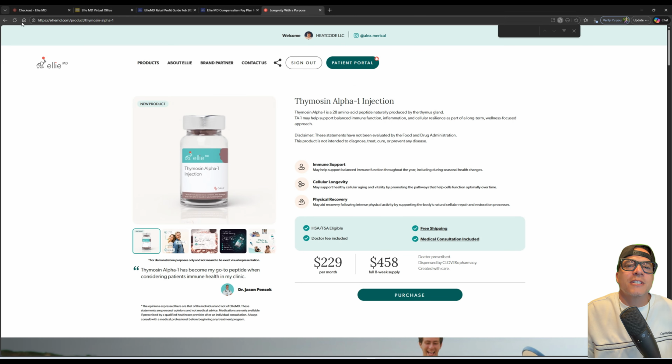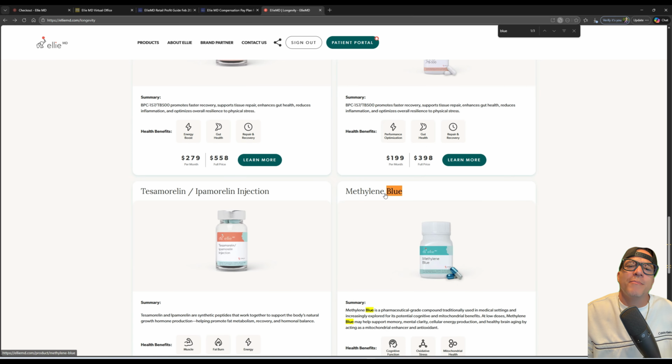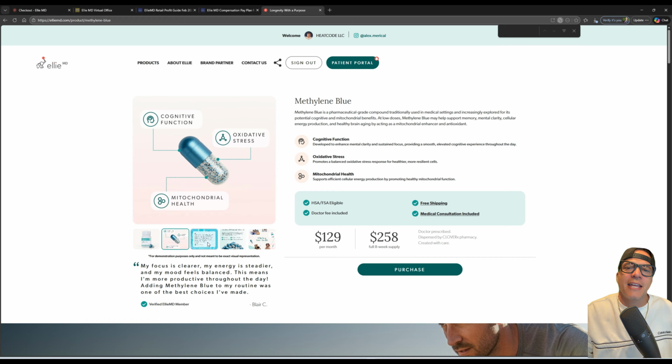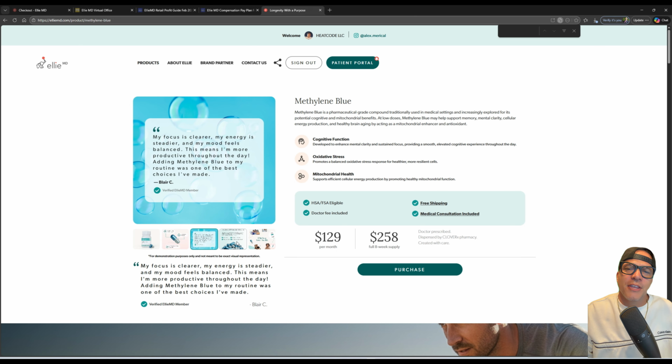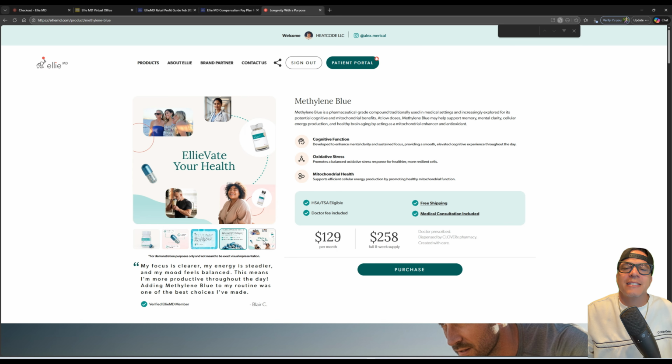Methylene blue supports cognitive function, oxidative stress balance, mitochondrial health, memory, and daily vitality. Translated out of this science language, this is another strong brain and energy one. It's about clearer thinking, cleaner energy, and supporting the mitochondria without framing it like a stimulant, all right?